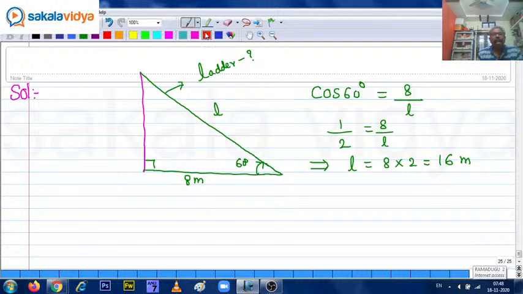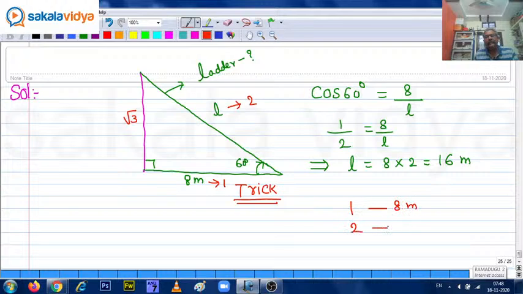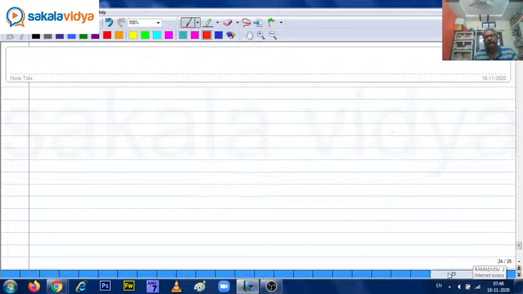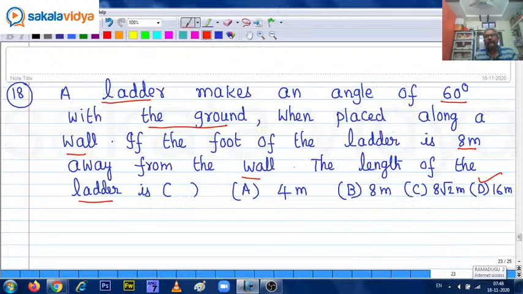Now the super trick. What is the super trick? The side opposite to 60 is root 3, the adjacent side is 1, and the hypotenuse is 2. For 1 part it is 8 meters. For 2 parts, how much? That is 2 into 8, which is 16. So D is the right option.